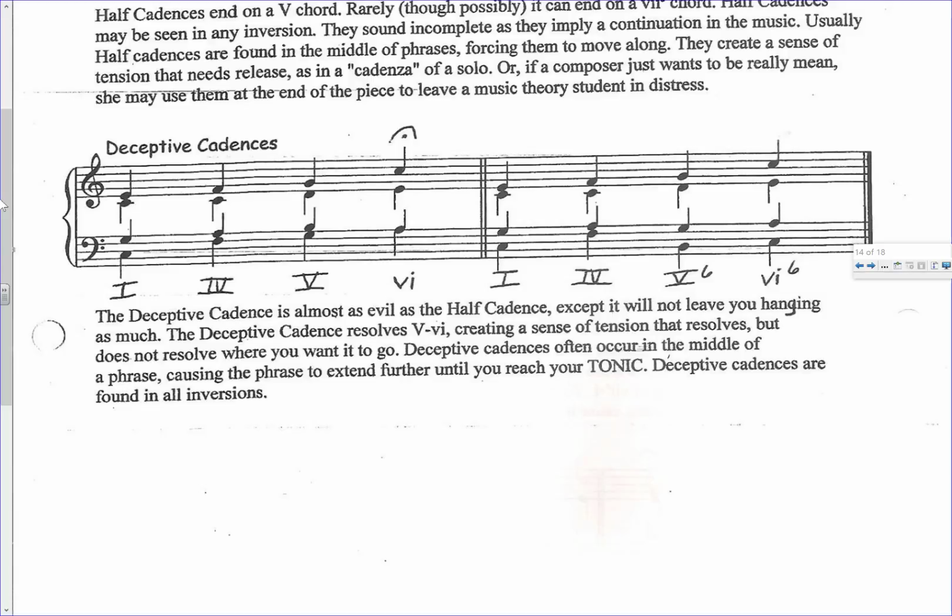Let's listen to measure 1 of the deceptive cadence. We have a major 1 to a major 4 to a 5 to a 6. If I were to just play the first 3 chords, we would be looking at a half cadence. But all 4 chords make it a deceptive cadence. Let's listen.